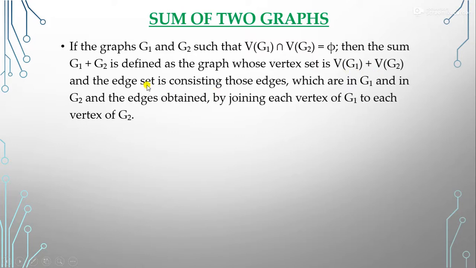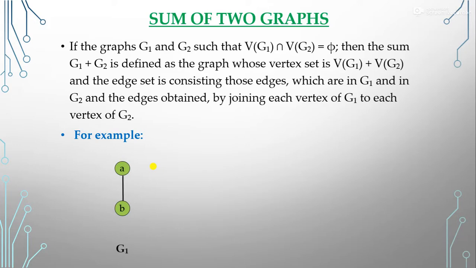And the edges are the set consisting of those edges which are in G1 and in G2. Means we take all the edges which are in G1 and G2, and after that we also take the edges obtained by joining each vertex of G1 to each vertex of G2. You will be clear after this example.